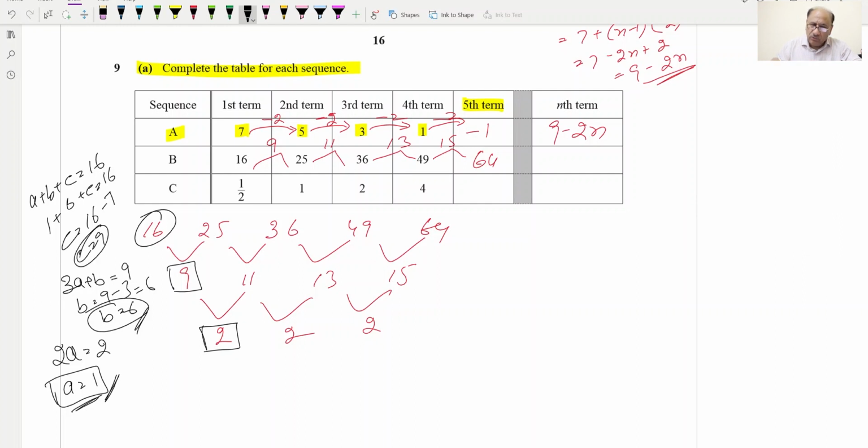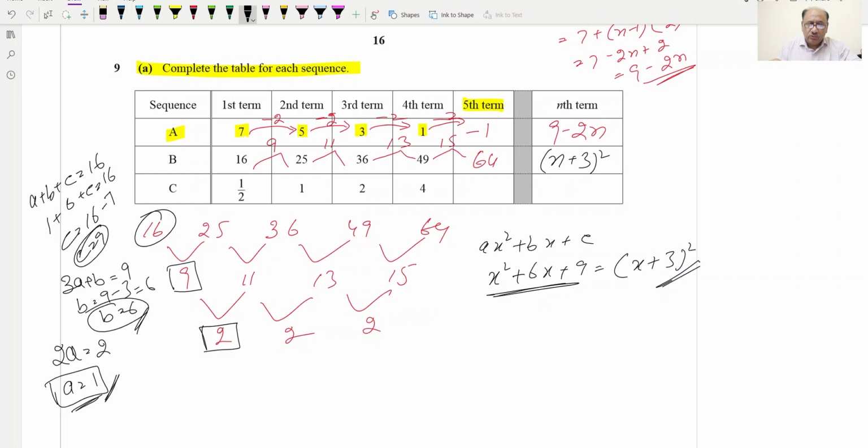So a, b, c, we know that the quadratic sequence is what? ax squared plus bx plus c. So it will be, a is 1, so x squared, and b is 6, plus 6x, and plus c is 9. So we can write this one in square format, which is x plus 3 squared. And because we are using n, instead of x we will write n. So we'll write n plus 3 squared, and this is the explanation which I have given you also.